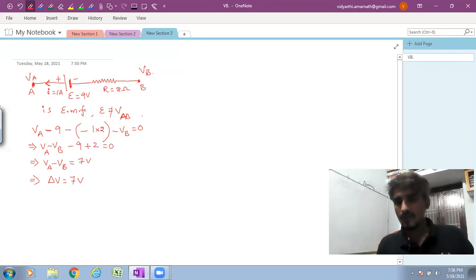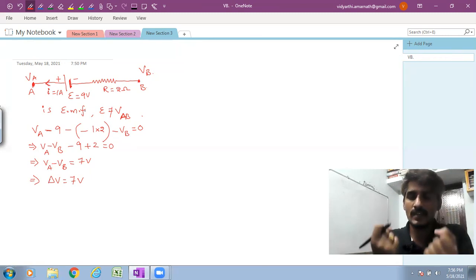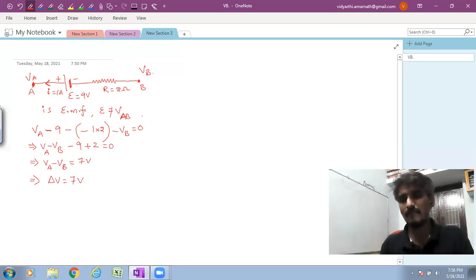You know what happens because of resistance? The energy of that electron is being reduced. Whatever energy it gained from the battery, some part of that energy is being reduced, and it converts into heat energy, which is equal to I square RT. We will discuss it later. That is delta V. We have got it as 7 volts.